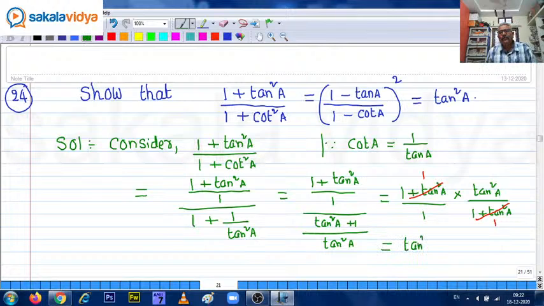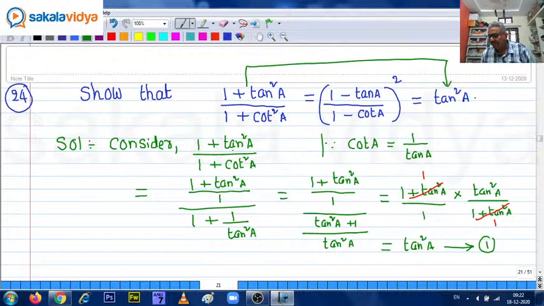I already told you, if you put cot A is equal to 1 by tan A, after simplification, you will get tan square A. So that means 1 plus tan square A by 1 plus cot square A, we proved tan square A. So now we need to prove this one equals to this one. That means we need to consider 1 minus tan A by 1 minus cot A whole square, and then again cot A is equal to 1 by tan A need to be replaced.